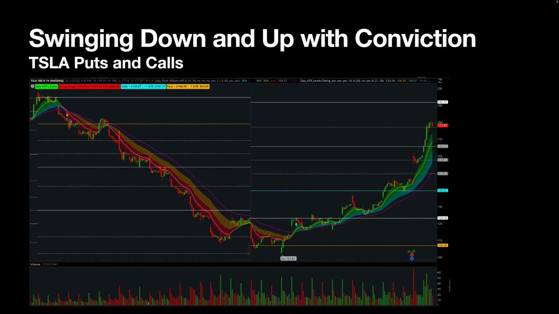Now, that's not always the case. You will get conviction arrows that fire down, and then all of a sudden you get a conviction arrow that fires up. That can happen, and you'll see that frequently. So you have to be careful. But there's a lot of things lining up for Tesla here.